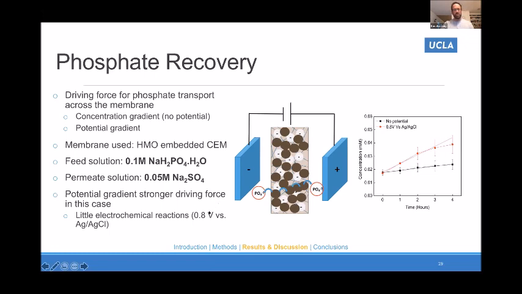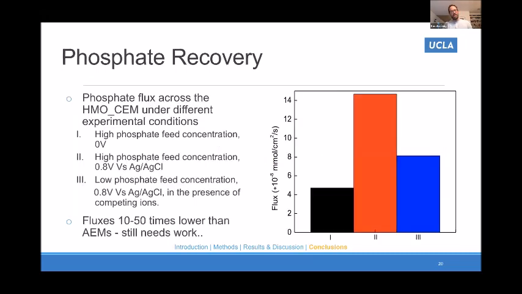It's also important to note that the electrochemical conditions that we used here are very mild. There's not a very strong electrical field pushing the phosphate across. We didn't really see any dramatic electrochemical reactions going on here. So that's also important to note. What are the fluxes that we can achieve using this method?